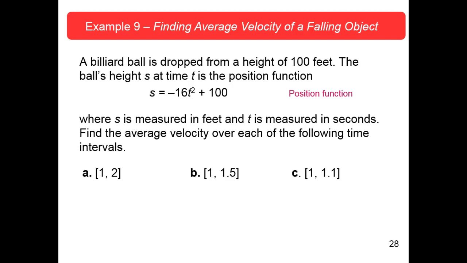Find the average velocity over each time interval. First from 1 to 2, next from 1 to 1.5, and last from 1 to 1.1. So we're looking for average rate of change between those two. How are we doing?